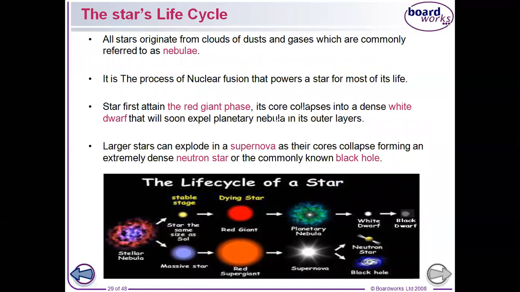The origin of the sun, or the life cycle of the sun, you can put it that way. The star, the life cycle of the star.